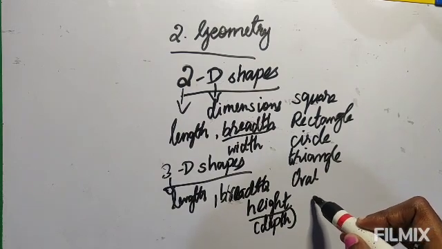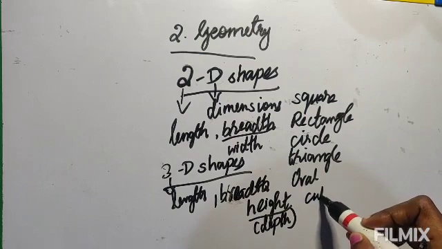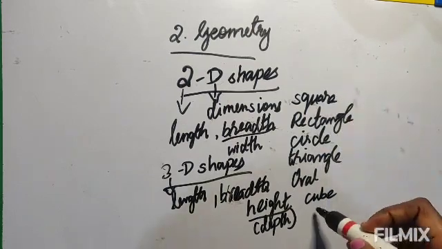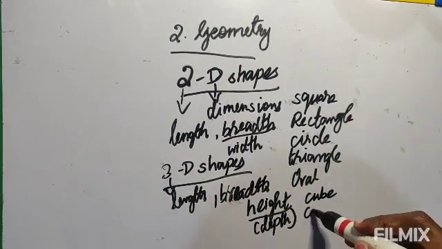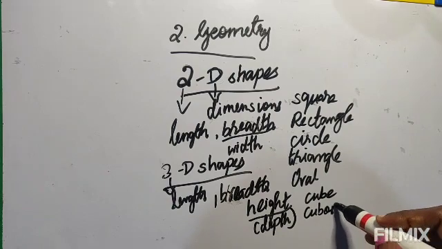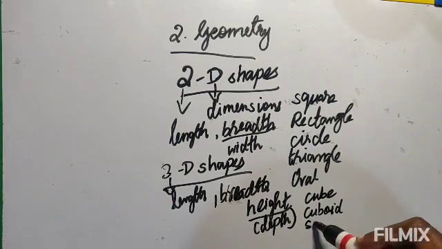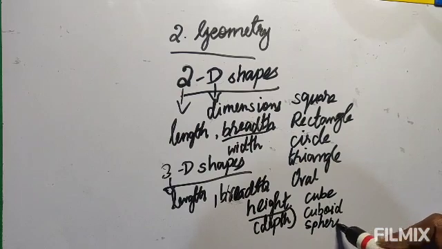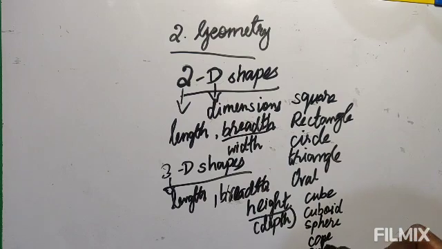So the square will be in 3D shape a cube, the rectangle will be a cuboid, the circle will be a sphere, the triangle will be a cone. Another one you have learned is the cylinder.